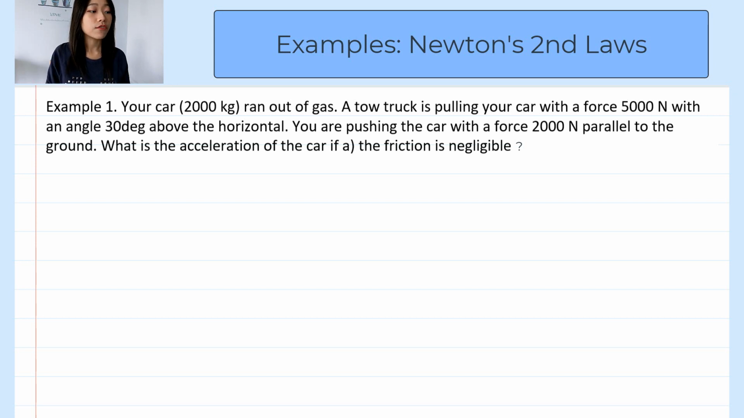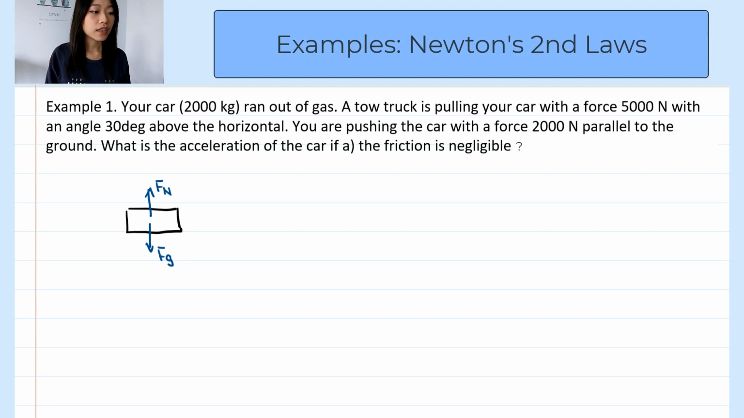Let's start with drawing the force diagram. So suppose you are looking from the side. This is your car. What are the forces acting on the car? There is always the gravity force that is pointing downward. And the car is on the ground, so there is the normal force that is pointing upward.